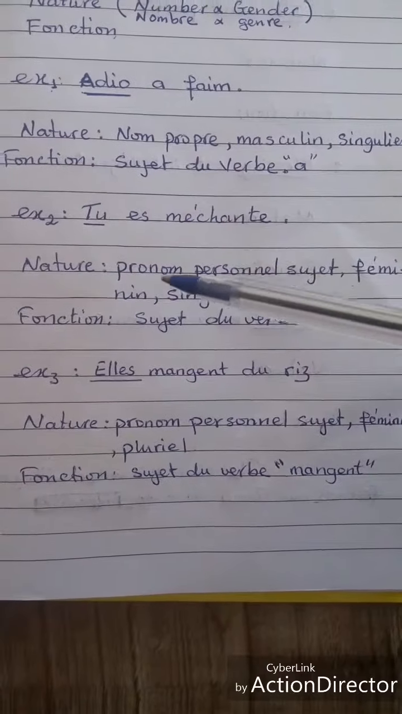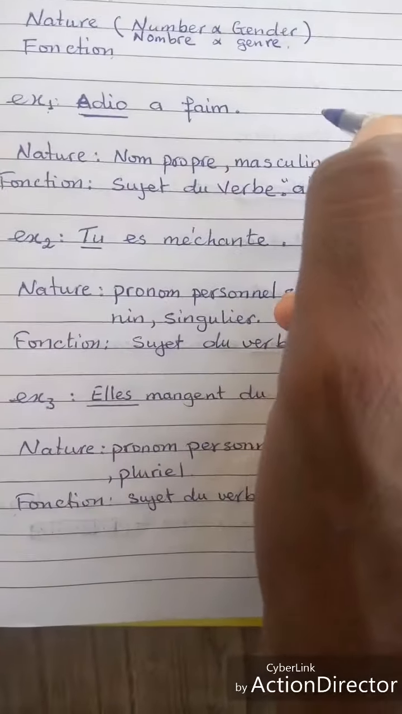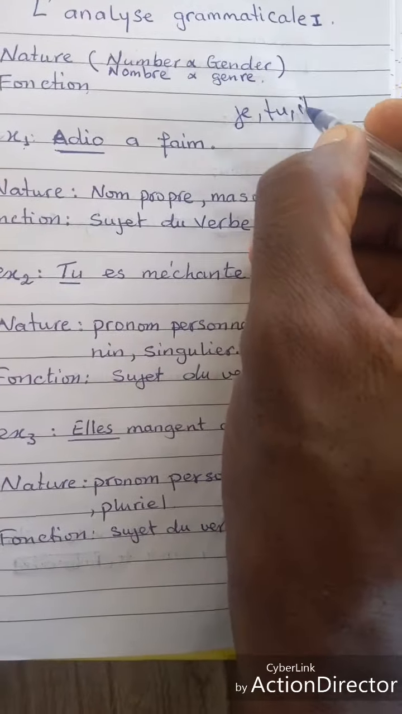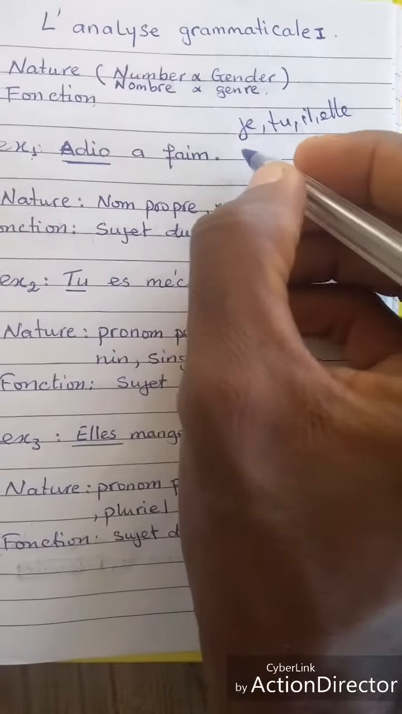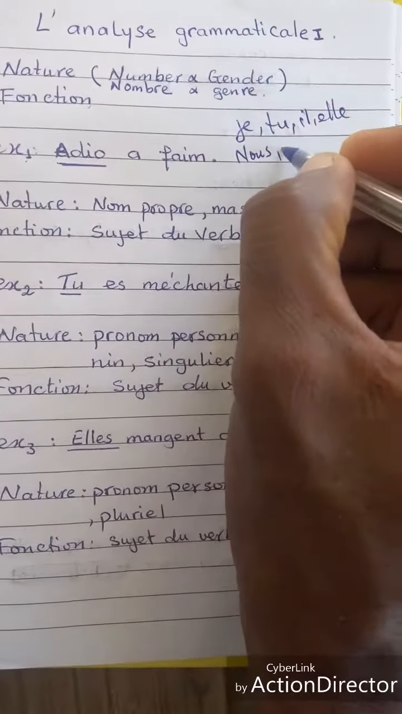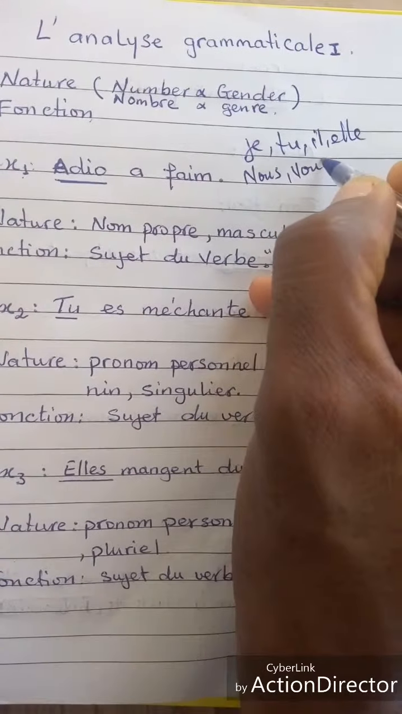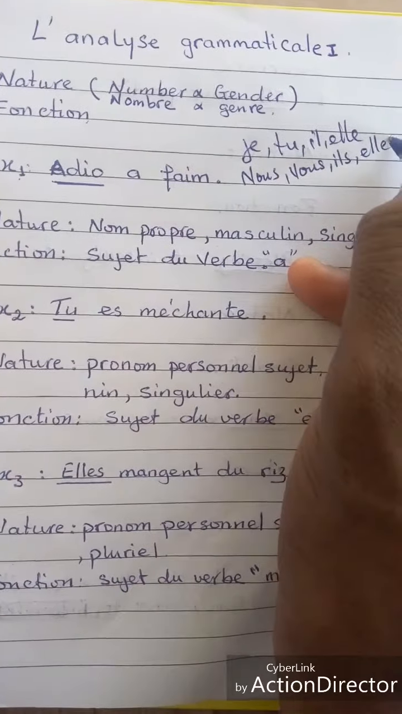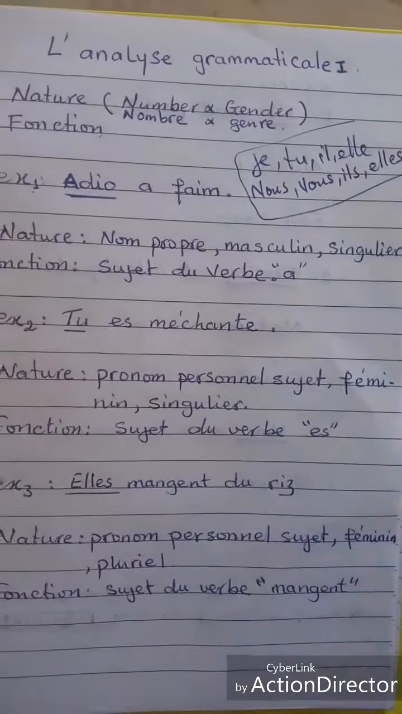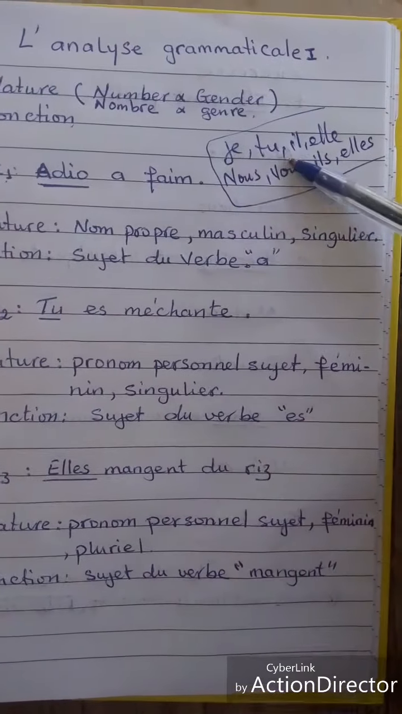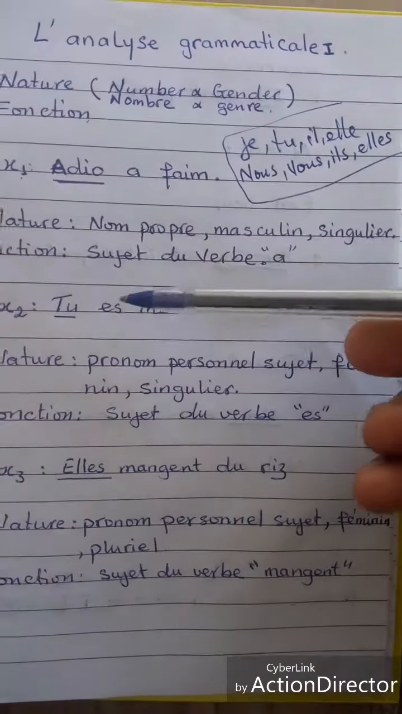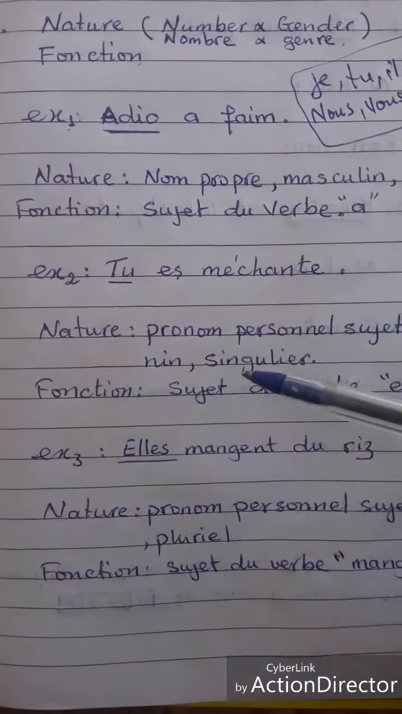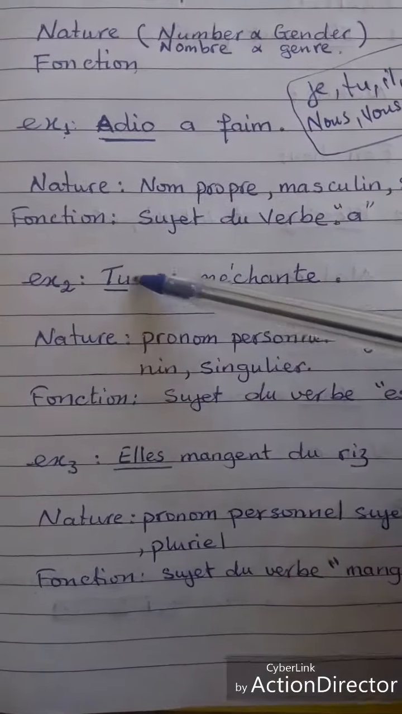Like we have, let me write it here for you to see: je, tu, il, elle, nous, vous, and ils au pluriel and elles au pluriel. So these are personal pronouns. When they are before a verb, they behave like a subject. So that's why here you will see the function. But let's talk about the nature first.